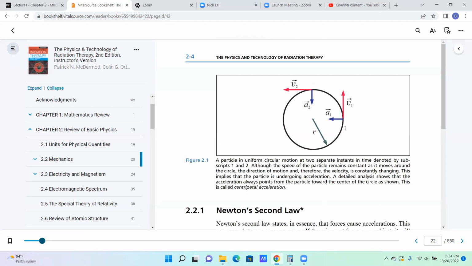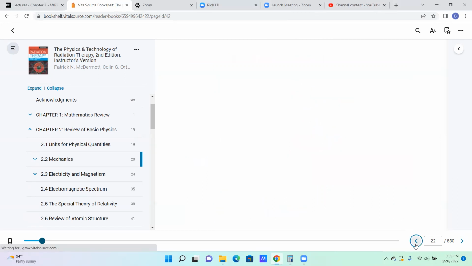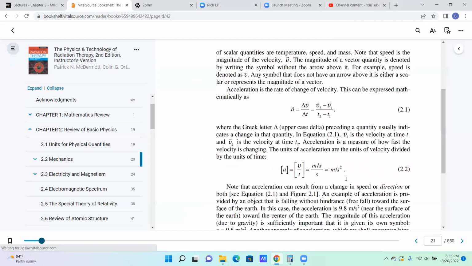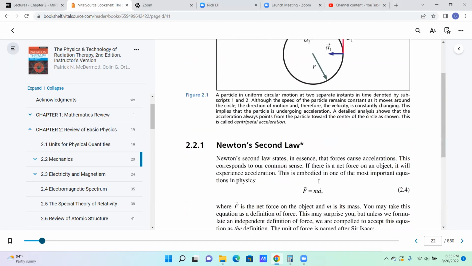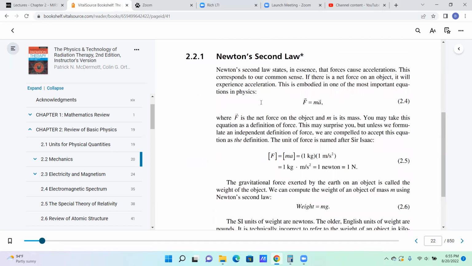And this means that the acceleration is being pointed in towards the circle. So while the speed may very well be the same as it rotates around the circle, the velocity is going to change because of changing direction. The acceleration, tangential to the velocity, is going to be pointed inwards. This is called centripetal or center-seeking acceleration, and we'll go into that a little bit later on when it comes to particle accelerators.